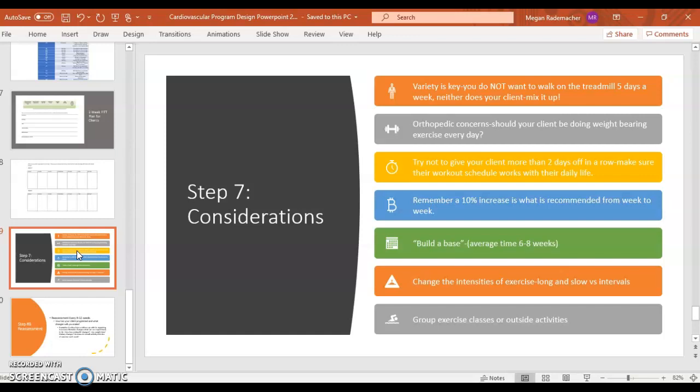A 10% increase is what's recommended from week to week for a client. We need to build that base for our client. So like we said, in that initial stage of conditioning that can last up to 6 weeks, and even into the improvement stage, we're going to work with building that base for that client. Do they have a good base of cardiovascular exercise? Can they exercise at a fairly significant intensity level for 30 minutes or more without dying at the end, right?